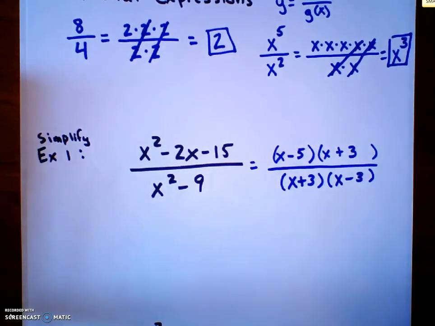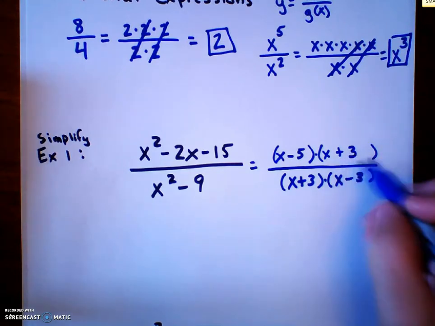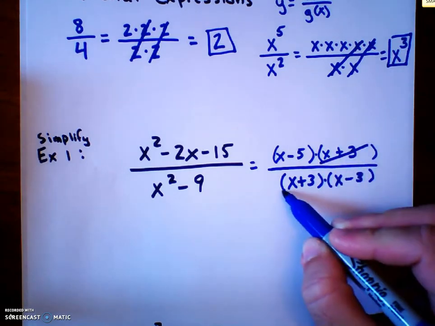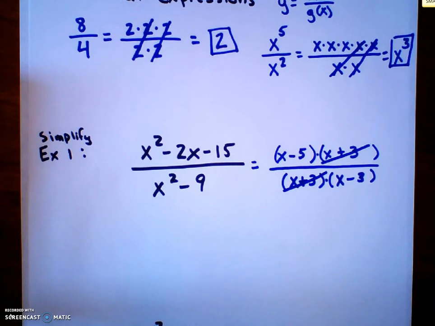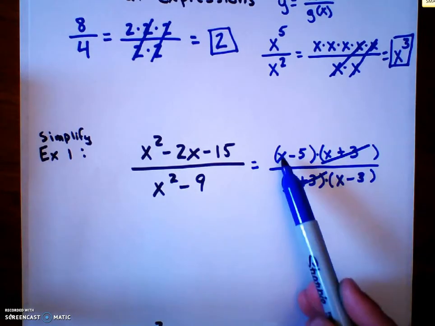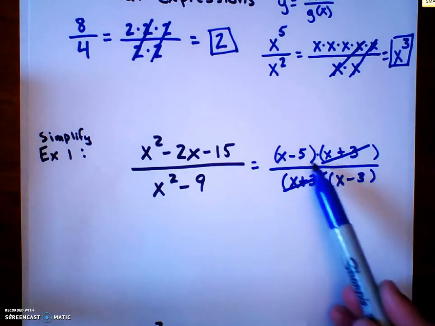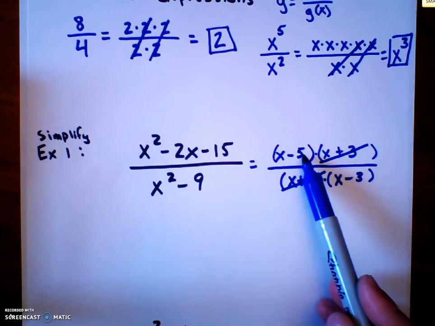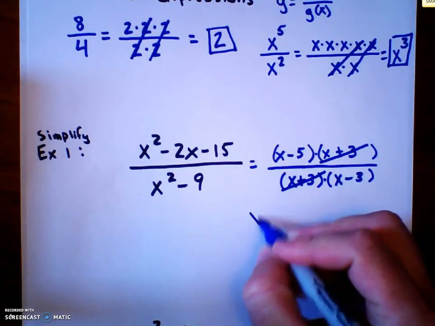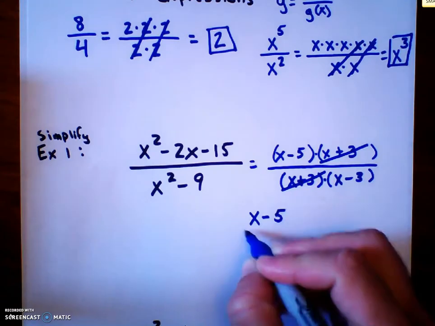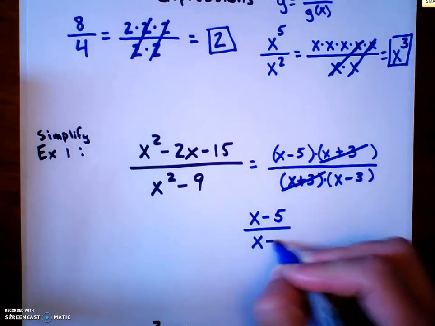Now, if you notice, we've got 2 things being multiplied together on top, 2 things being multiplied together on the bottom, and we can now cancel the factors that they have in common. We have an x plus 3 in common with this x plus 3. Nothing else will cancel. The x's don't cancel. They're not being multiplied by the negative 5 or the negative 3. You have to leave those as they are. So your final answer is what's remaining on top over what's remaining on the bottom.